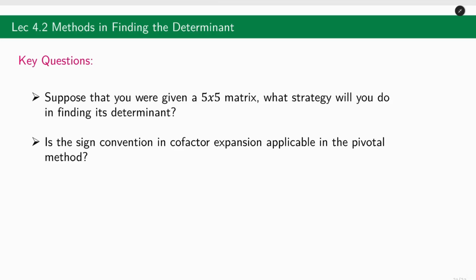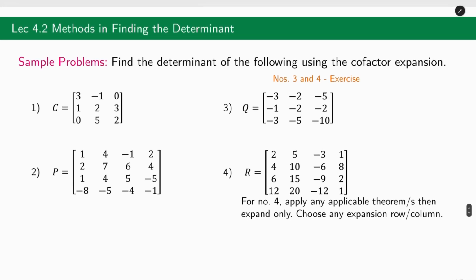Now that you already know the methods in solving determinants, suppose that you were given a 5 by 5 matrix, what strategy will you use in finding its determinant? Is the sign convention in cofactor expansion applicable in the pivotal method? These are questions whose answers you should already know by this time. You may try to answer the same set of problems given to you in cofactor expansion, but now you are going to use the pivotal method. So you have the determinant of matrix Q and matrix R.